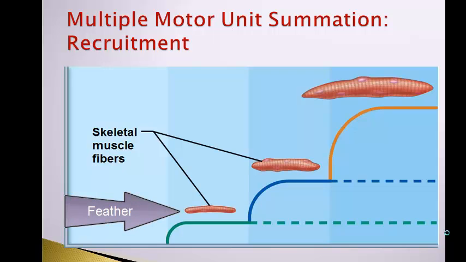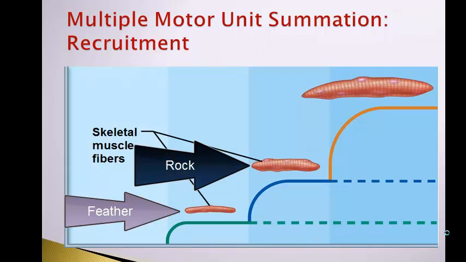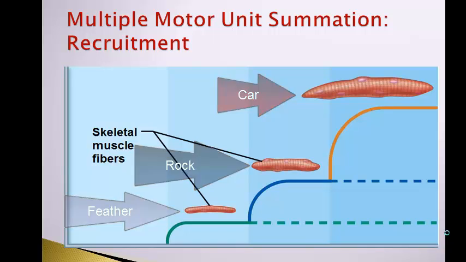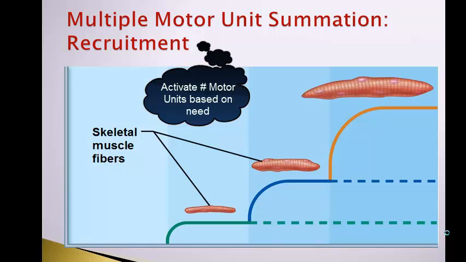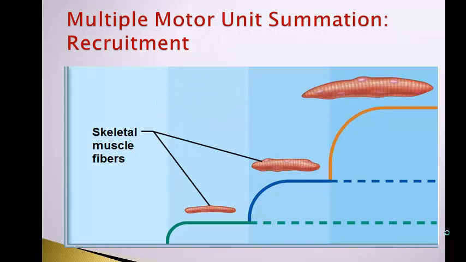Picking up a feather, I may only activate the motor units that have only a few muscle cells. Picking up the rock, I may activate the motor units that have only the few, then recruit those that have an intermediate number of muscle cells that they control. And then if I need to, I can also ask the larger motor units to kick in. So I can have a graded response. I can grade the number of motor units that I bring online depending upon the demand of the stimulus.